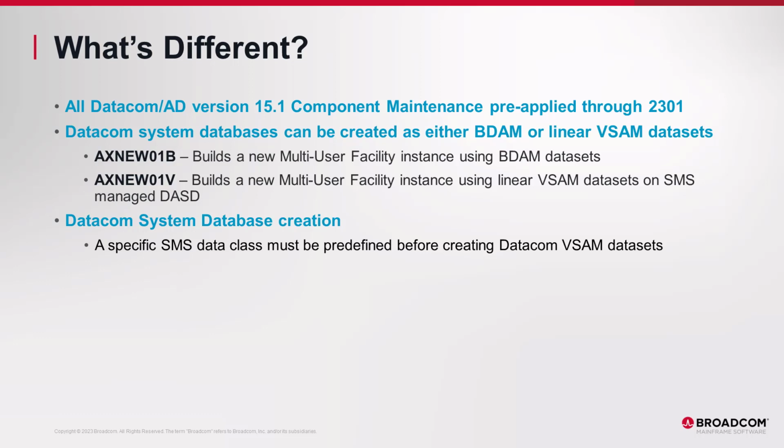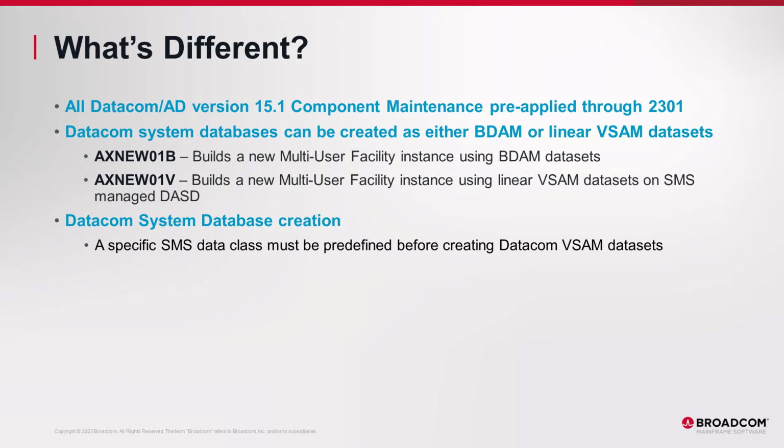Another difference is the 2101 AXNEW01 installation JCL member has been replaced by two new installation JCL members. Member AXNEW01B, as in Baker, creates and installs the system databases into BDAM datasets, and a new AXNEW01V, as in Victor, creates and installs them into VSAM datasets.